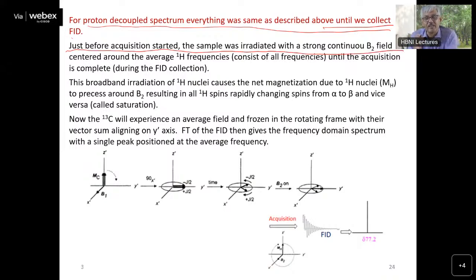Now this B2 field is not in carbon. The B2 field is set to the proton frequencies because we are irradiating proton. So your B2 channel is coming from there, and we are using a very strong B2 field so that all protons will be decoupled.